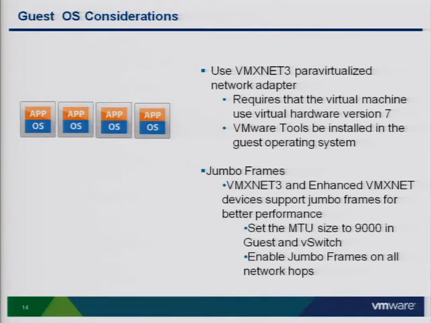Finally, if this is available to you, leverage jumbo frames. Jumbo frames can be enabled at the guest OS, at the virtual switch layer, and can really increase the packet size that carries your workload and payloads back and forth between your applications and servers. It's important to make sure that all the hops between are all running jumbo frames.